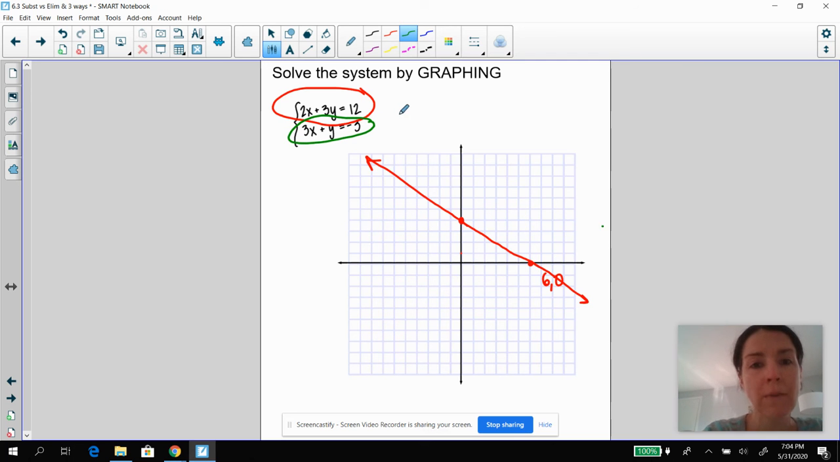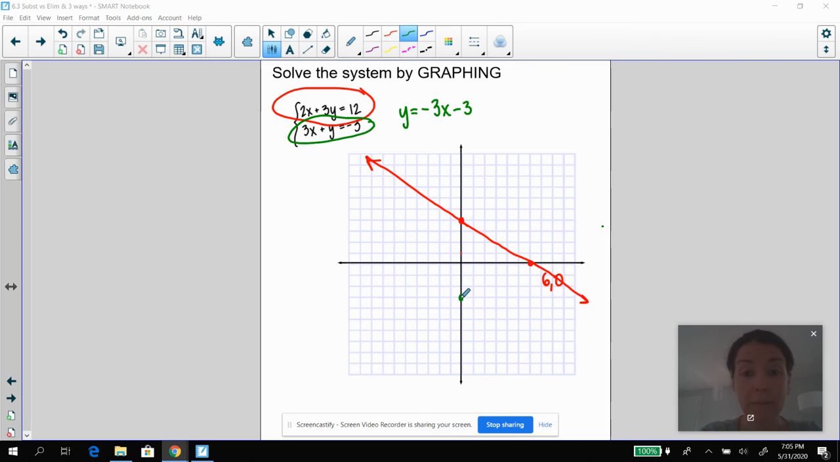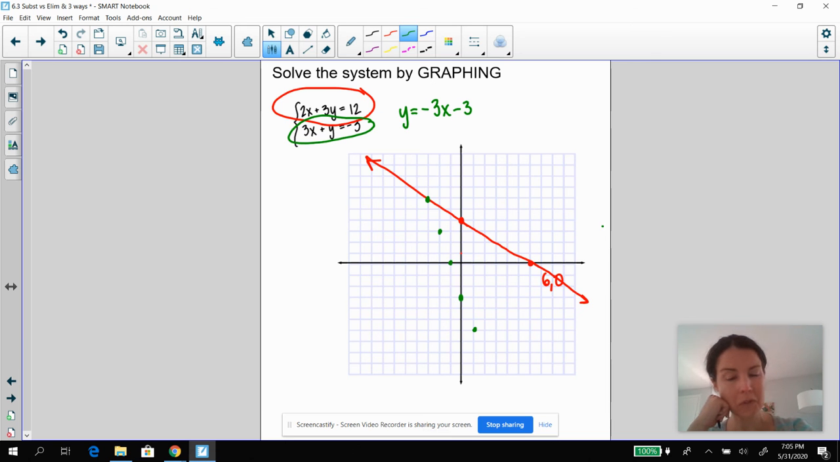So remember, we scooched it around before, so I'm going to keep that. So y equals negative 3x minus 3. So let's go down to negative 3 as my y-intercept. And then my slope is also negative 3. So I'm going to go down 1, 2, 3, and over 1. And then I'm going to go up 1, 2, 3, and over 1, and up 1, 2, 3, and over 1. Interesting.